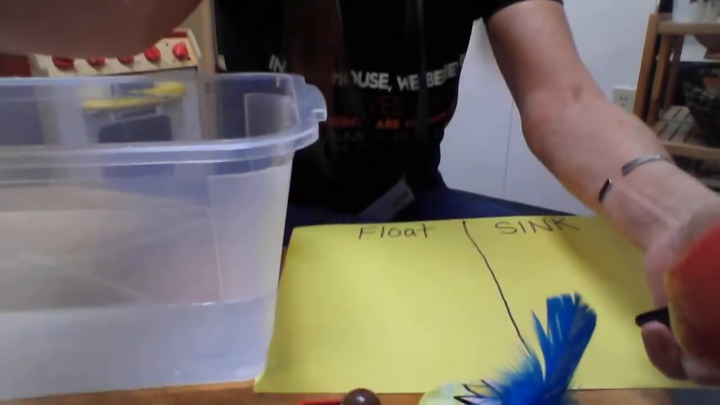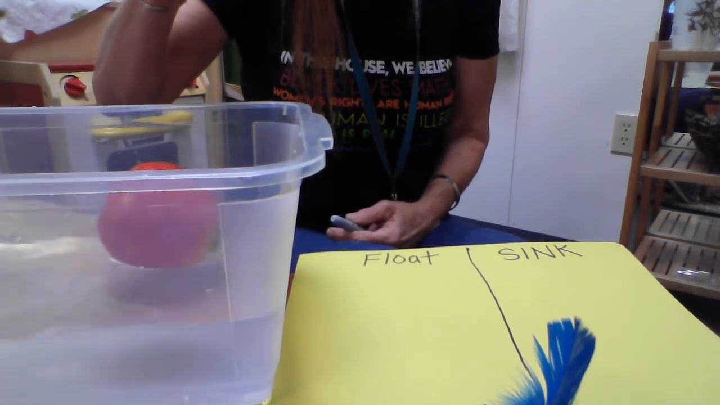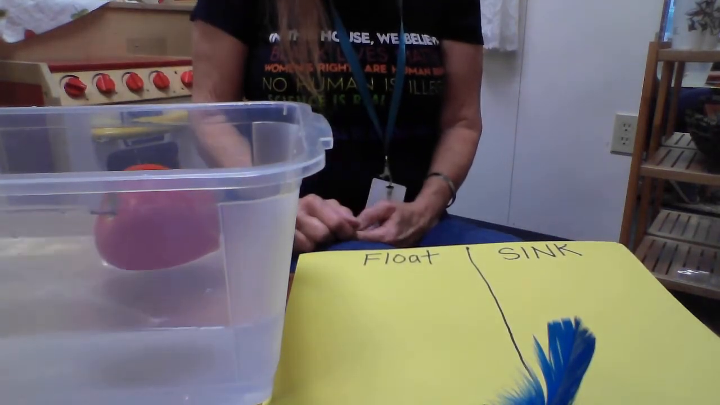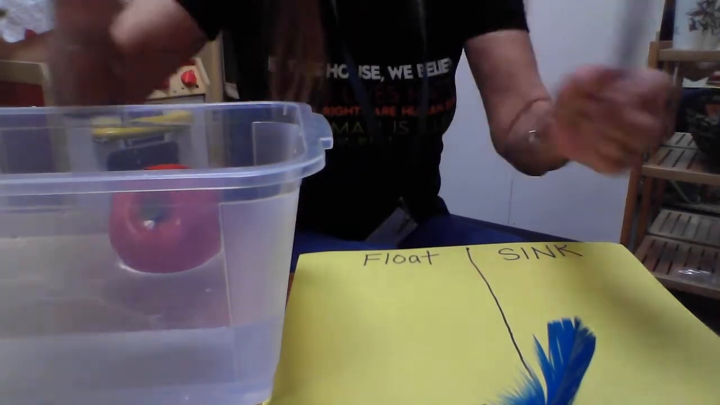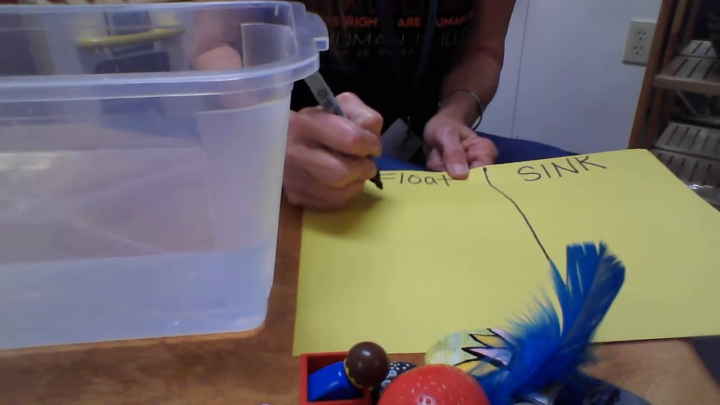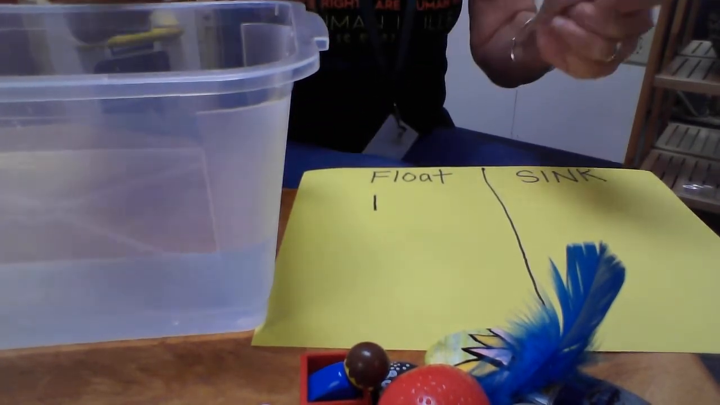Let's see, we're going to test it now. Here we go. In it goes. What did it do? It floated. Oh my goodness. Did you guess that right? It floats. So we're going to make a little tally mark at our float side. The apple floated. So one of our things floated.